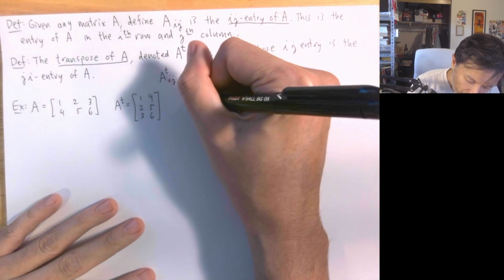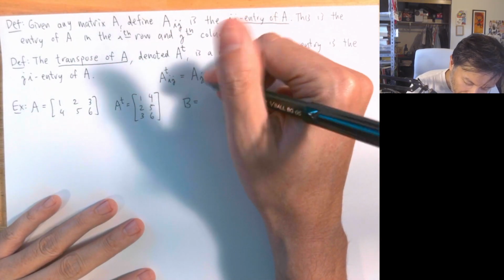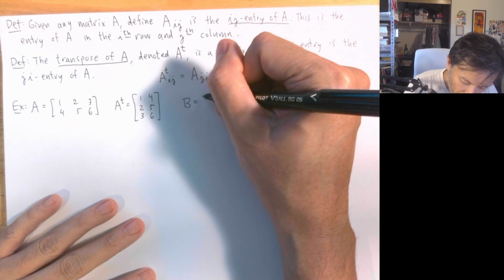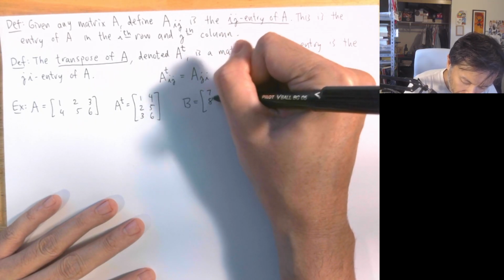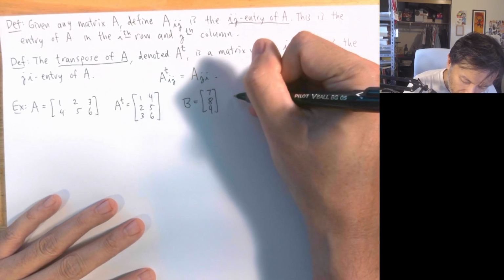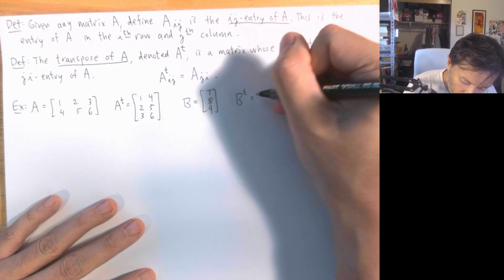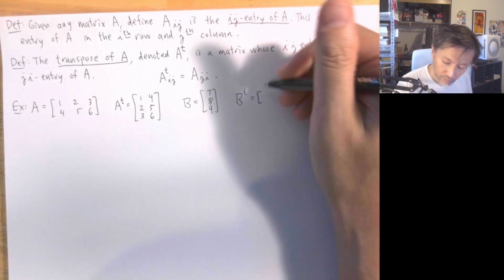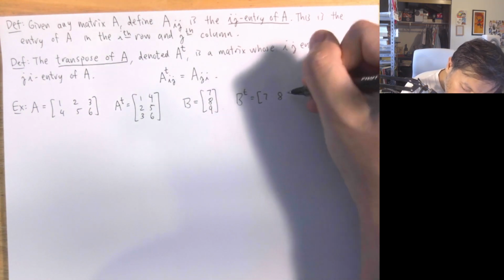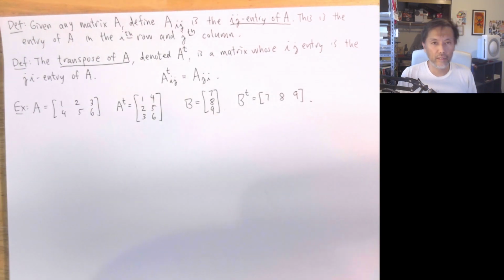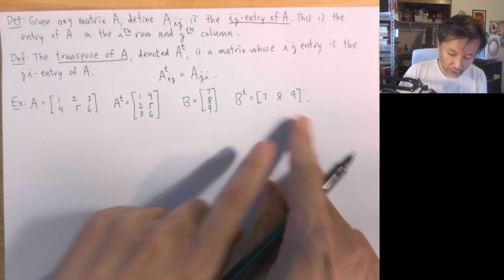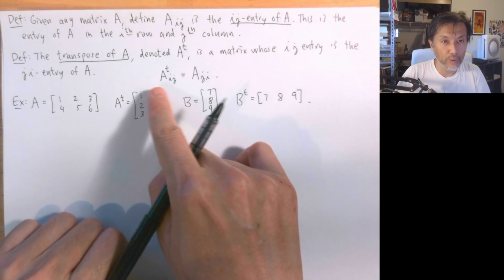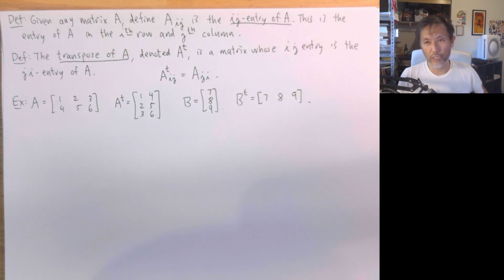It's clear. And similarly, if B is, let's say, the column vector 7, 8, 9, then B transpose is the row vector 7, 8, 9. Like that. And you can check that in these examples, this condition here is satisfied.